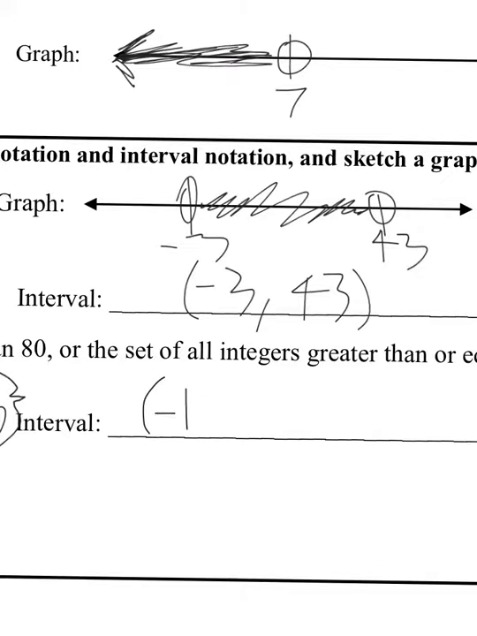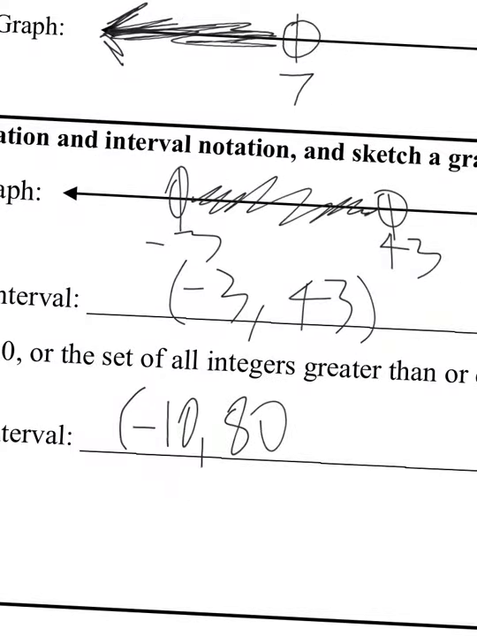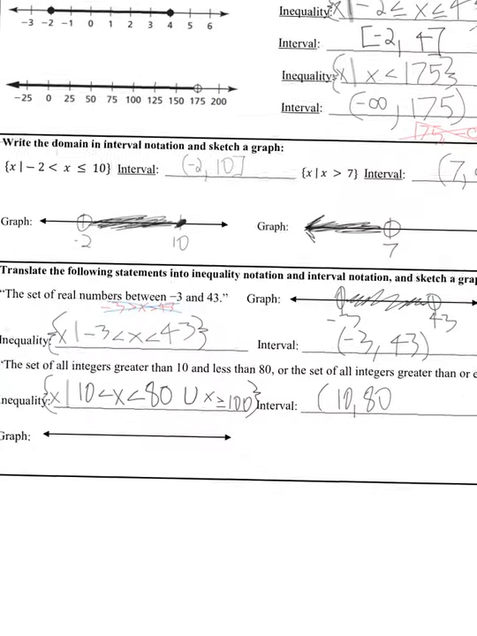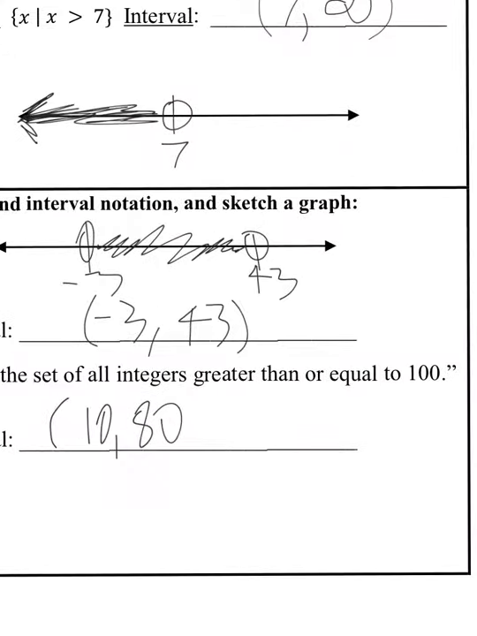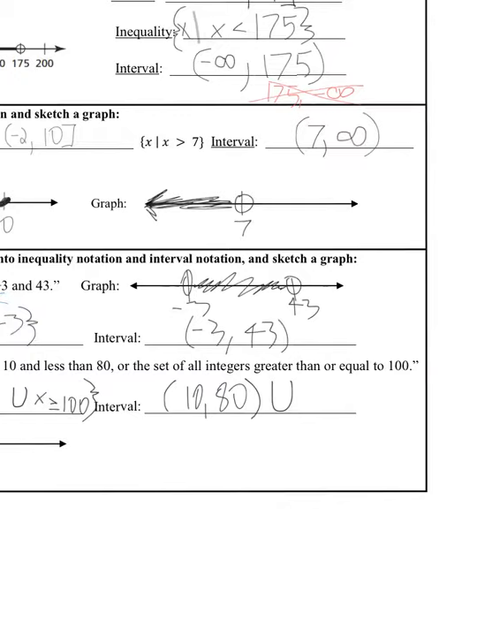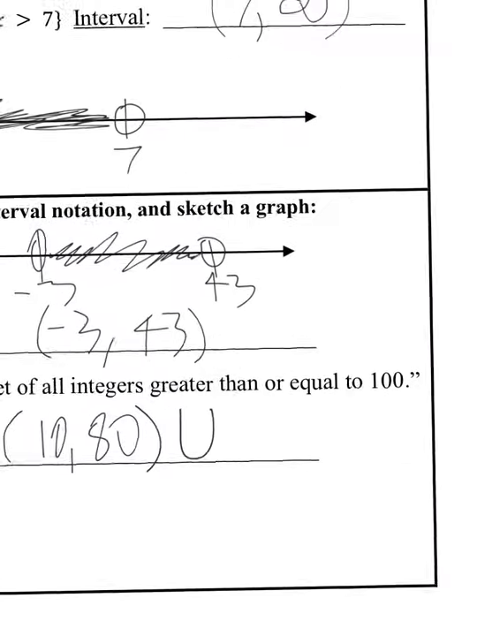You're in between -10 and 80. Or wait, was it positive 10 or negative 10? It was positive 10, sorry. So positive 10 and 80. And it didn't say anything or equal to, so they're both parentheses. You still have the union sign no matter what notation you're in. If it says or, put the union. The set of all integers greater than or equal to 100.